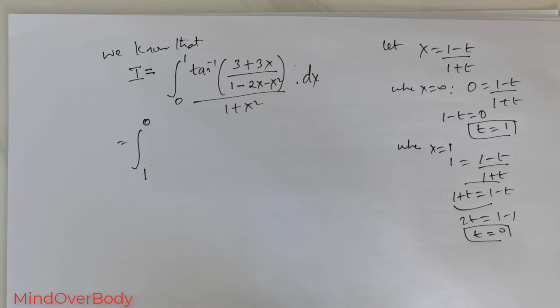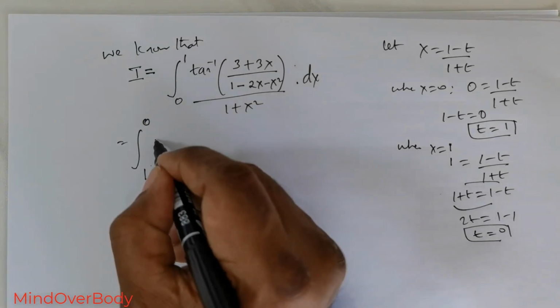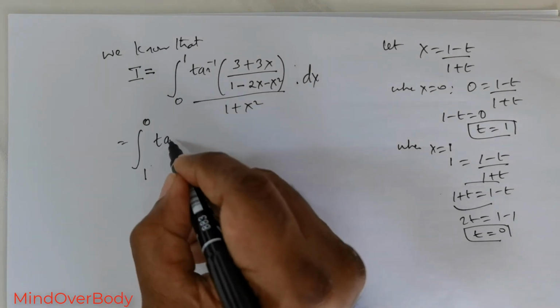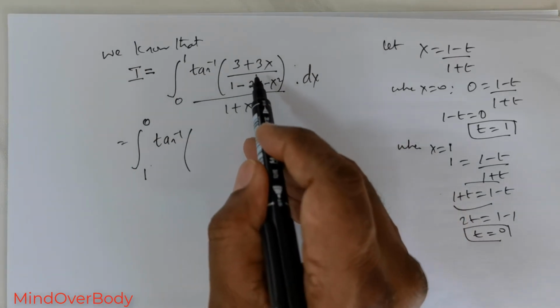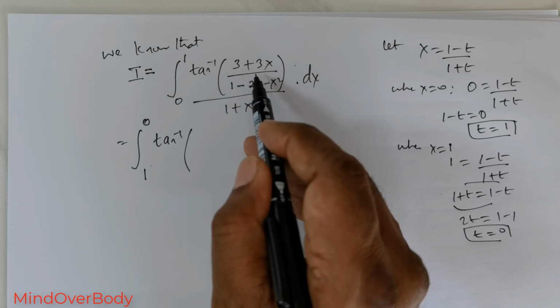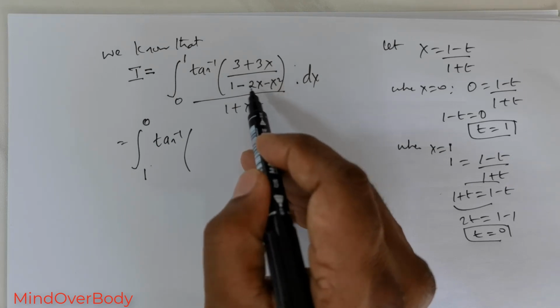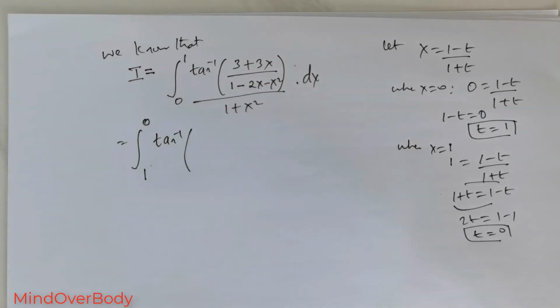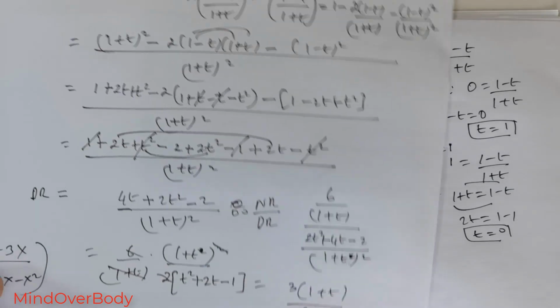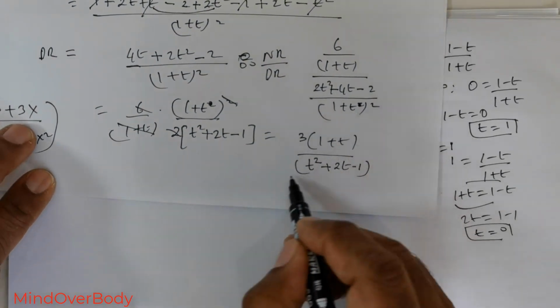Now, let me go back. This is tan inverse of (3 + 3x) divided by (1 − 2x − x²). What is that expression that we have got? Let me go and show you that. This is the expression that we have got.